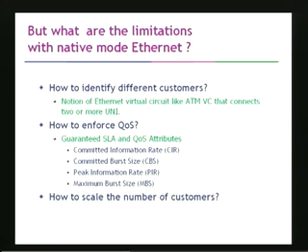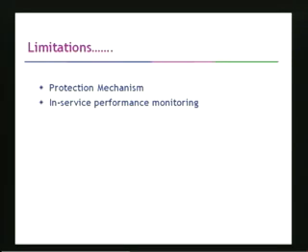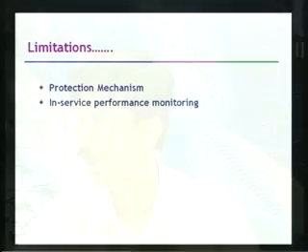So basically these are the challenges: how we can identify different customers, how we can introduce the notion of virtual circuits, how we can enforce the quality of service guarantees, how we can make the network scalable, how we can provide protection mechanisms, and whether we can have some kind of in-service or OAM capabilities built into Ethernet.